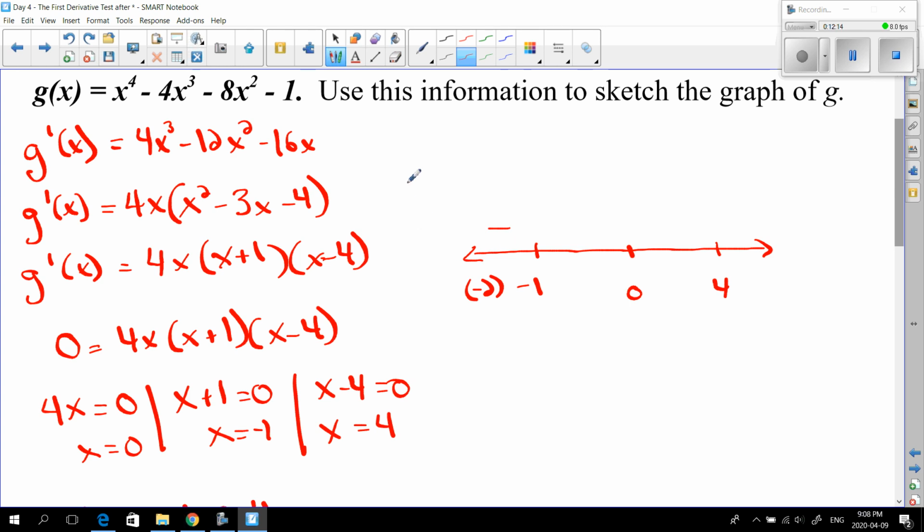The derivative is going to be decreasing from -infinity. Sorry, the function is going to be decreasing from -infinity to -1 because the derivative is a negative.